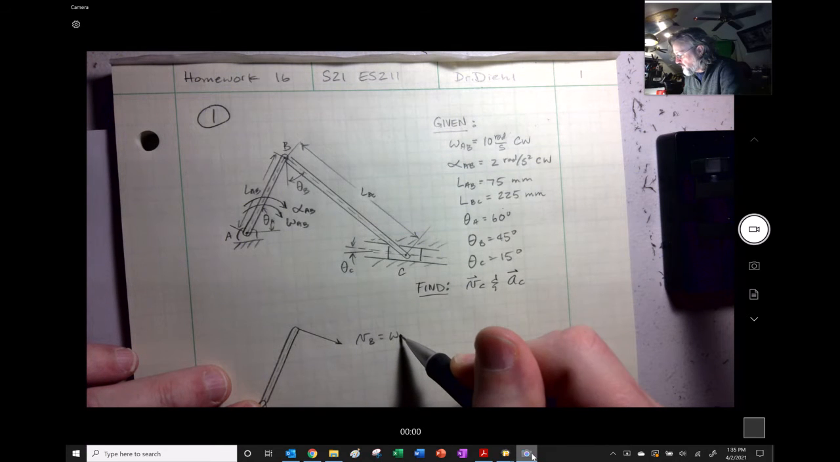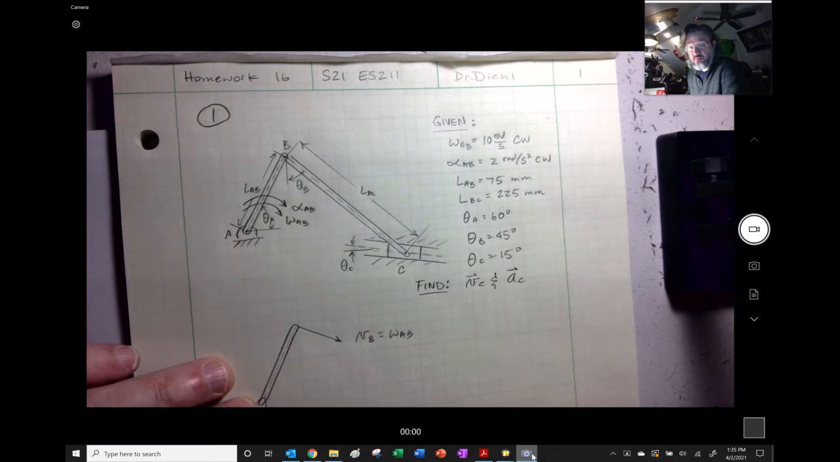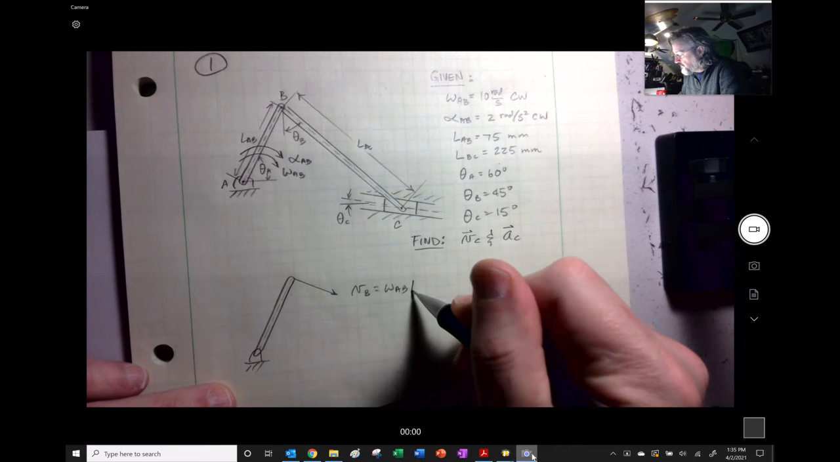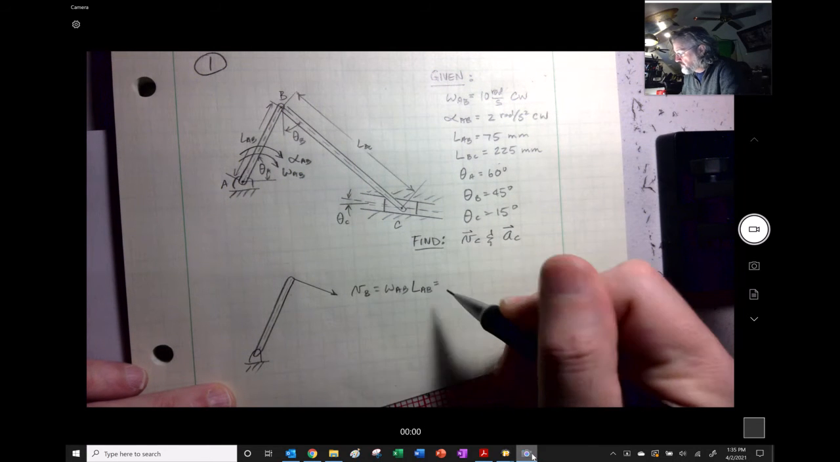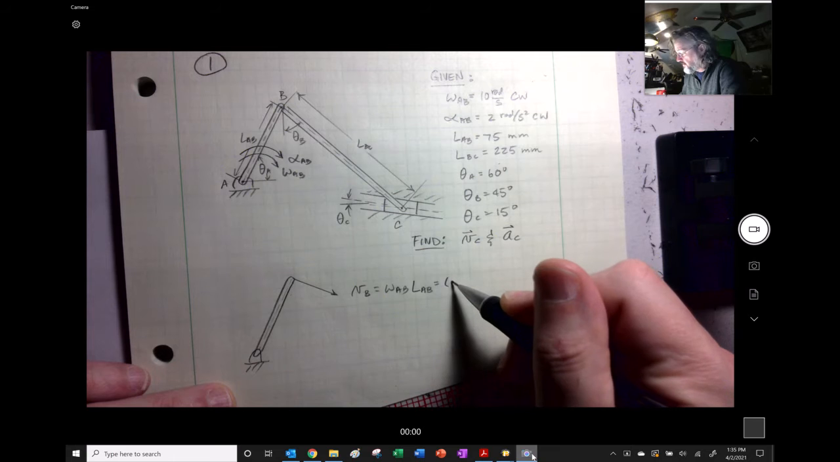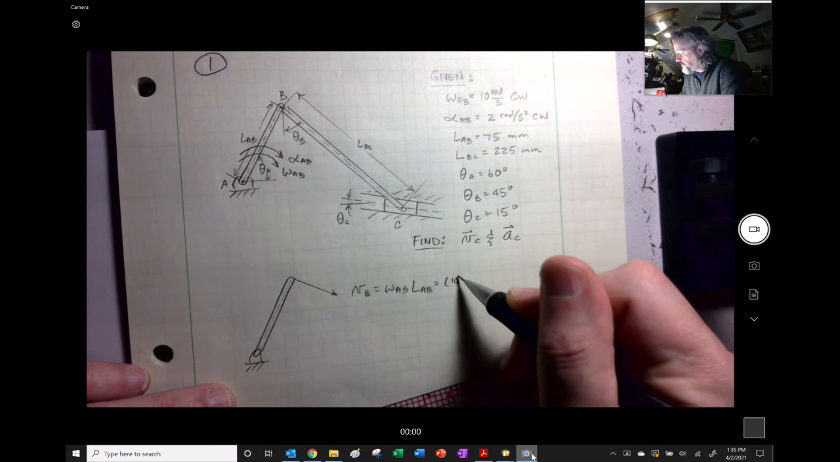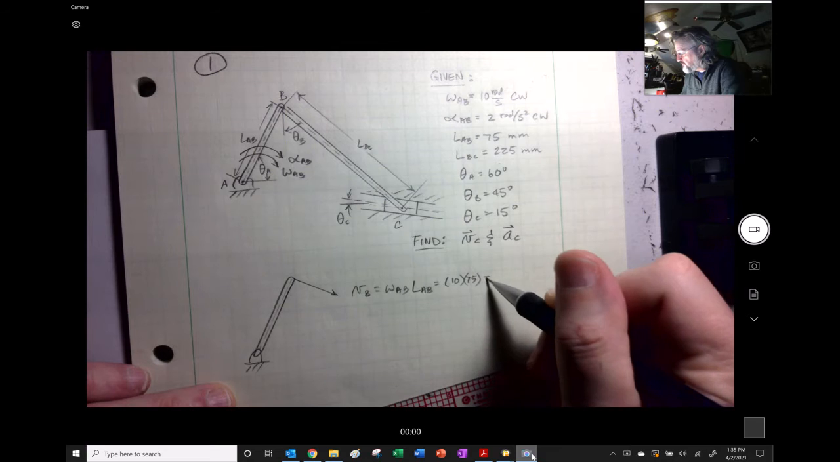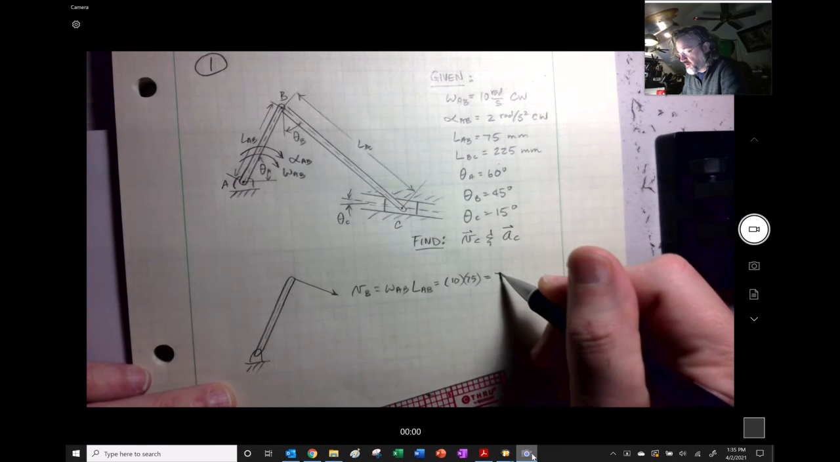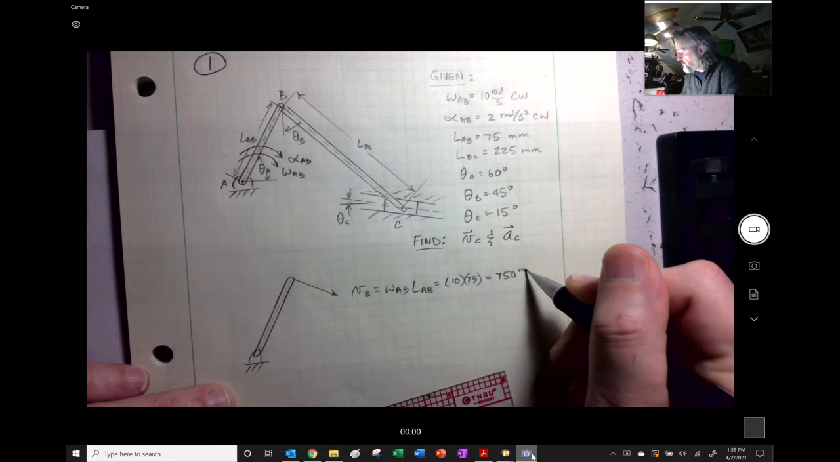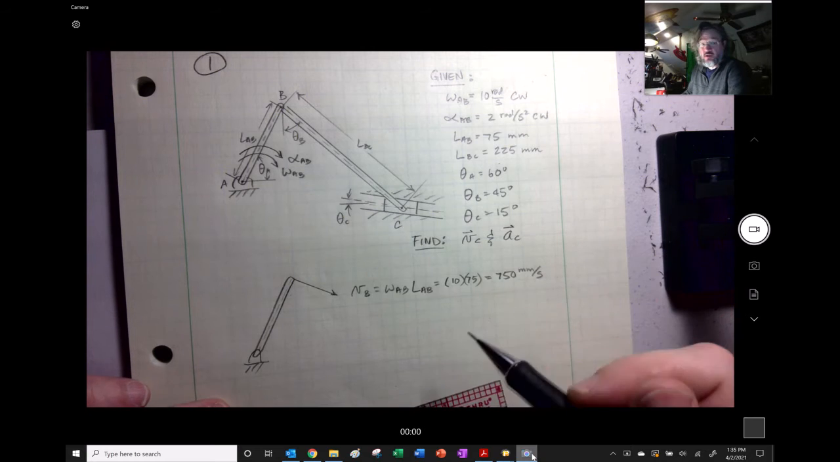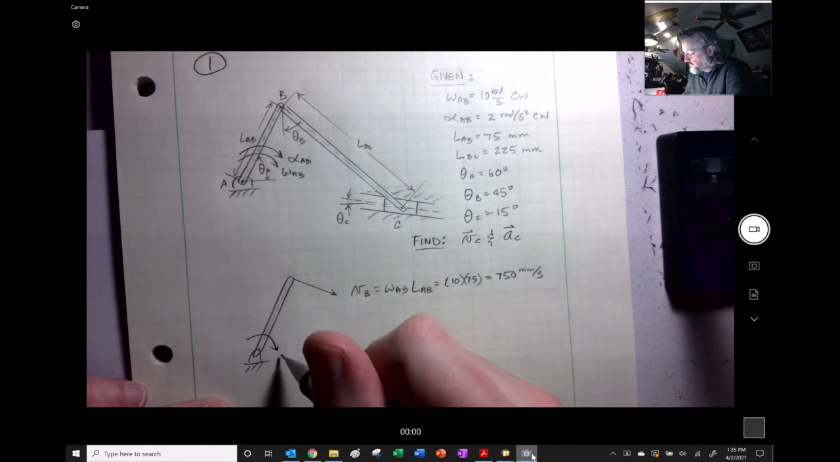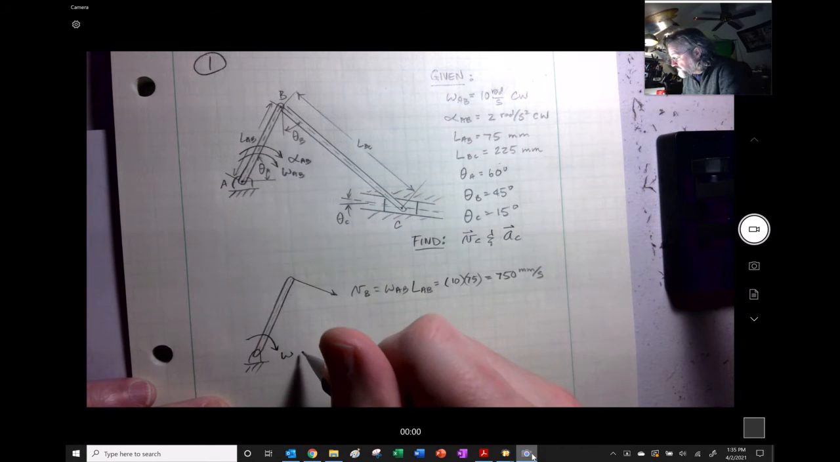It's going to be omega AB, this up here, times LAB. So that's going to be 10 times 75 millimeters, right? And so we're going to have 750 millimeters per second. So let's put some of this other stuff on here.